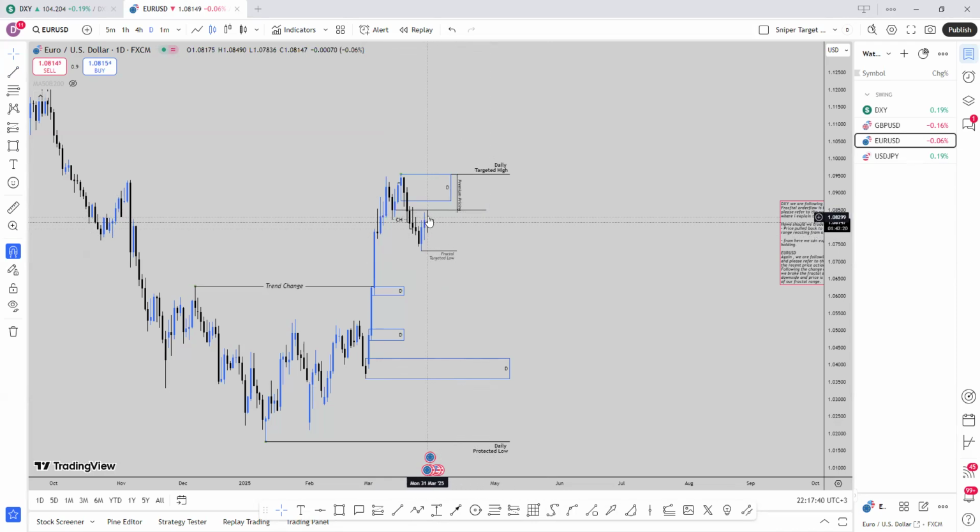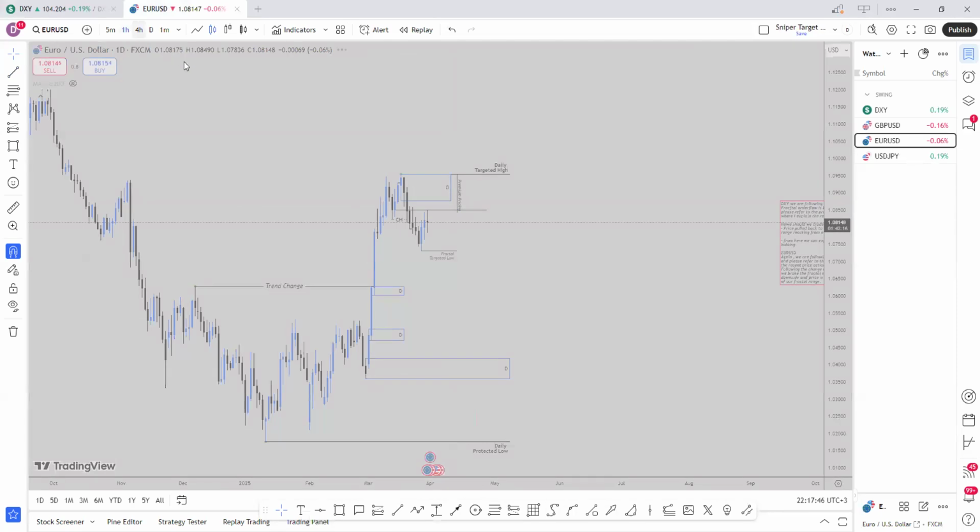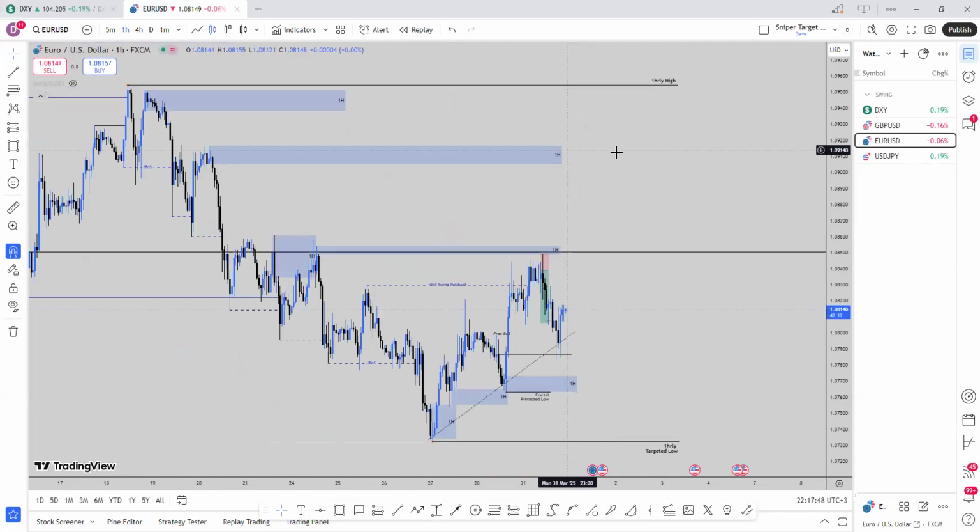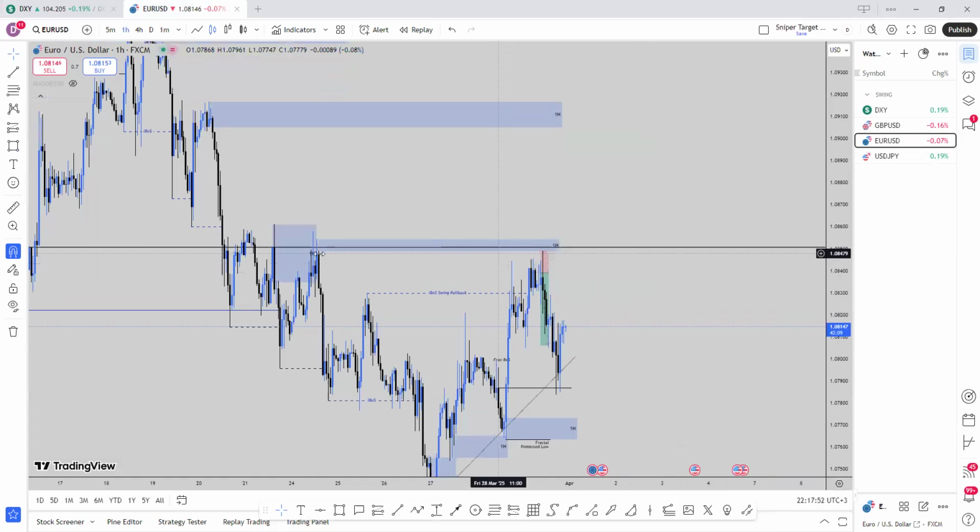But ideally, we do want to see price actually coming into the refined zone. So if we move to the 1 hour, let's just see the price action on the 1 hour. As you can see, we did have that refined 1 hour zone, and this is actually a 15 minutes or a 5 minute order block. I think, yeah, 15 minutes order block.